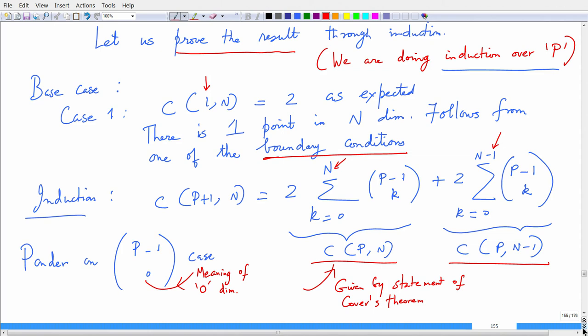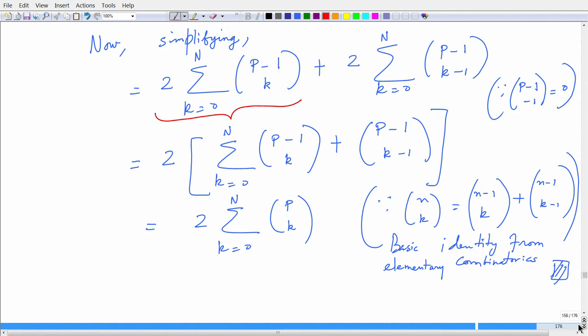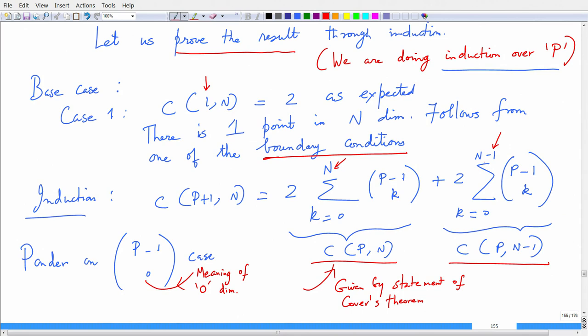Now let us proceed with the simplification. So we have this combinatorial sum: 2 times the summation k equals 0 to n of (p minus 1 choose k), plus 2 times the summation from k equals 0 to n of (p minus 1 choose k minus 1). I did this simplification because I had the upper limit as n minus 1 in my previous slide, because this was n minus 1.